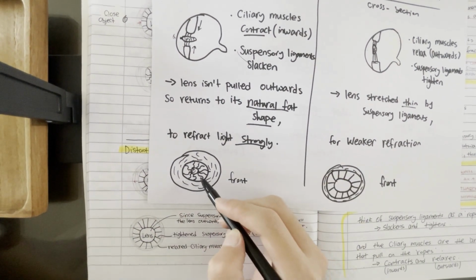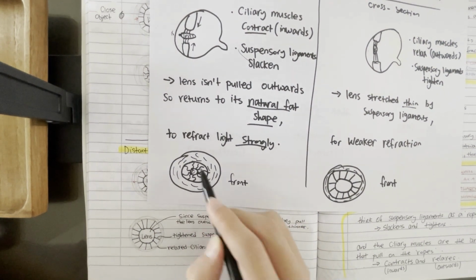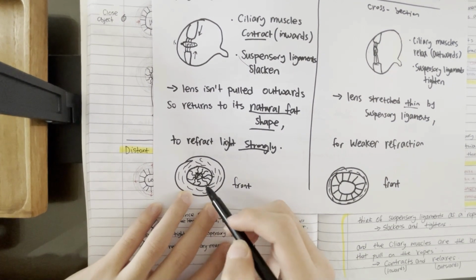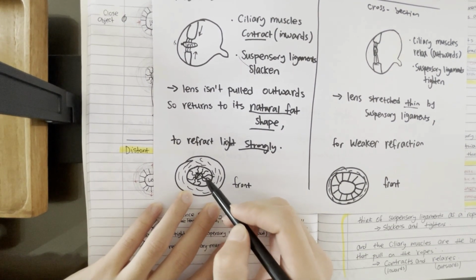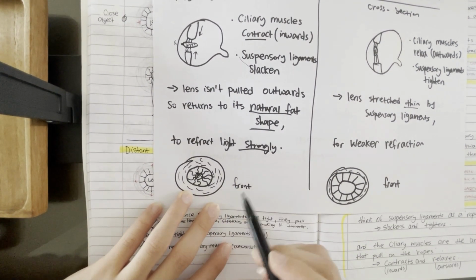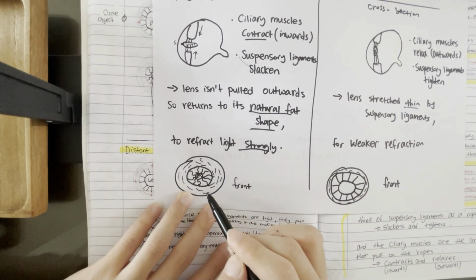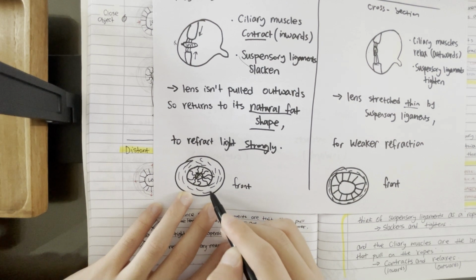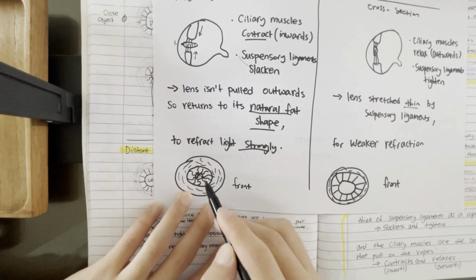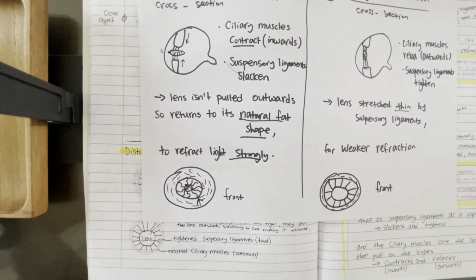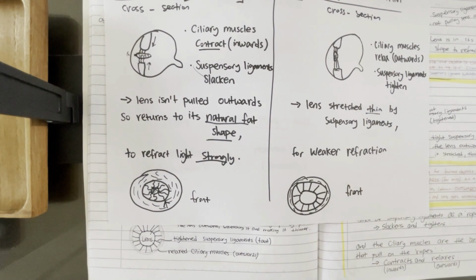And these are the suspensory ligaments. This kind of helps you visualize. Just ignore this lens and think about this bit. The suspensory ligaments are slackened. They aren't being pulled on anymore. And the ciliary muscles that are surrounding the suspensory ligaments have contracted inwards. All of these have moved inwards. So the suspensory ligaments are slackened, and the ciliary muscles have contracted inwards.